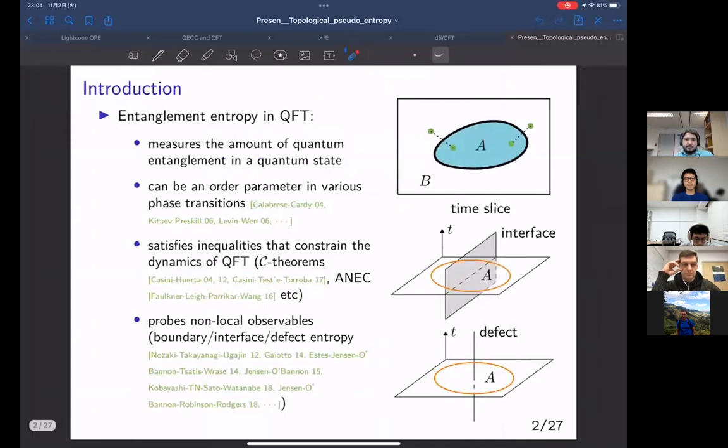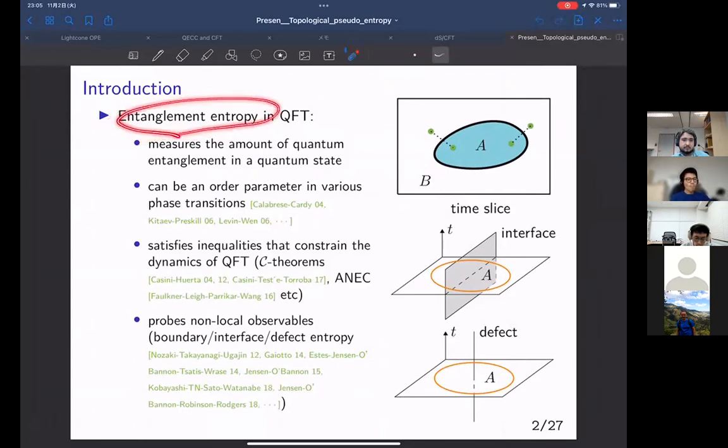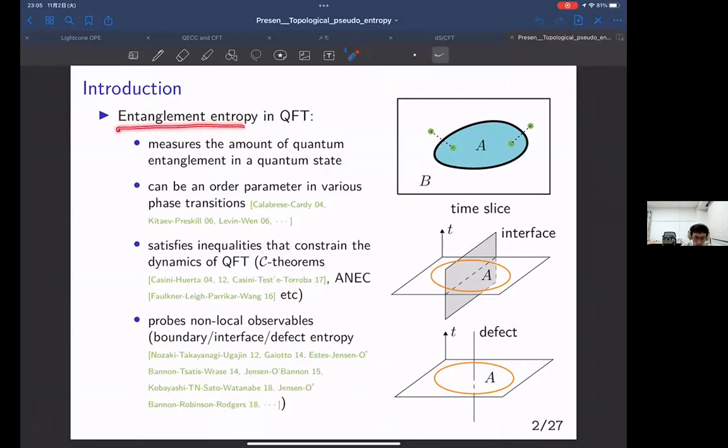So let me begin with a brief introduction. I'd like to consider entanglement entropy. Entanglement entropy is a quantum information measure, mostly used by quantum information theorists. But these days, there are many applications of the entanglement entropy in quantum field theory and also in holographic contexts. Typically, the entanglement entropy is a measure which counts the amount of quantum entanglement in the quantum state.